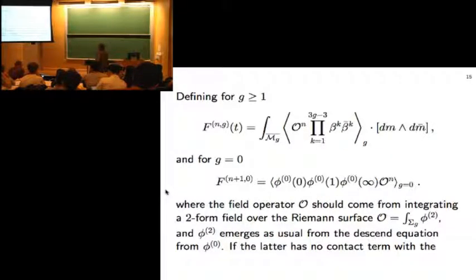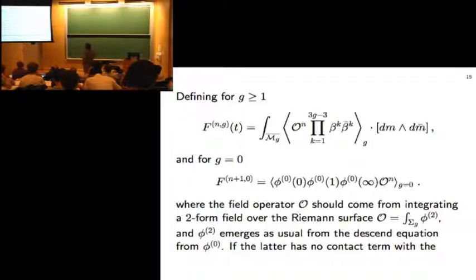So if we define for g greater than 1 this F^(n,g) as an insertion of an operator into this integral, and for g equals 0, the insertions of four operators, then you can see that if you now evaluate the holomorphic anomaly equation with insertions, that was actually also done by BCOV, you get under certain assumptions a holomorphic anomaly equation which is extremely useful for the deformations. Namely, the assumption should be that, first of all, this operator is a two-form operator. This is done from a zero-form operator by the descent equation. And the latter should have no contact term with the other fields in the chiral ring. And if you assume that, then you get just this equation.